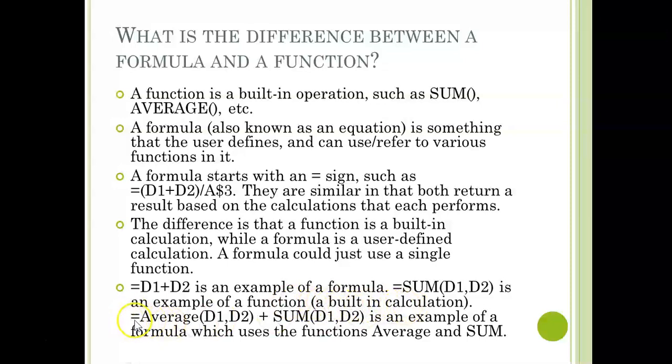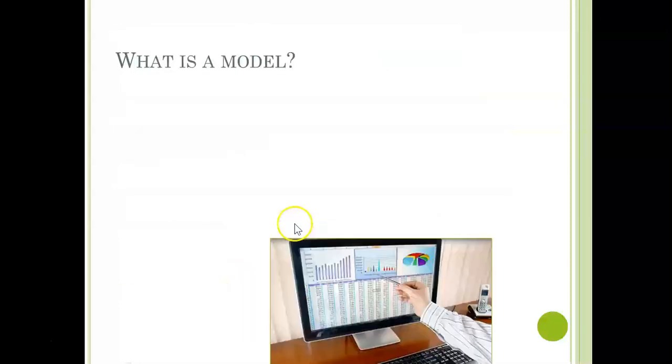We could also have something like equals average d1 d2 plus sum d1 d2. This is an example of a formula which uses the functions average and sum. So this is a formula that has functions involved in it, but this formula is user-defined. So the main difference between a formula and a function, as described here, is that a formula is user-defined, whereas a function is built in to the spreadsheet software.